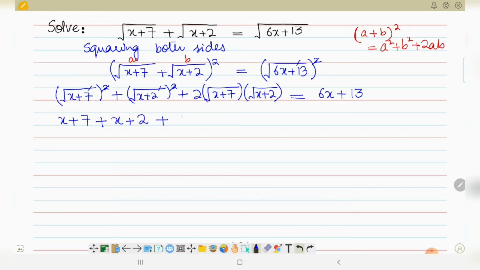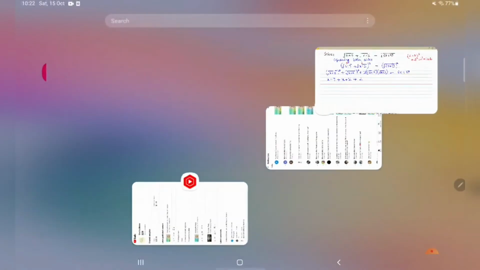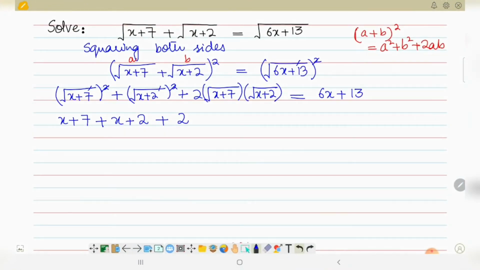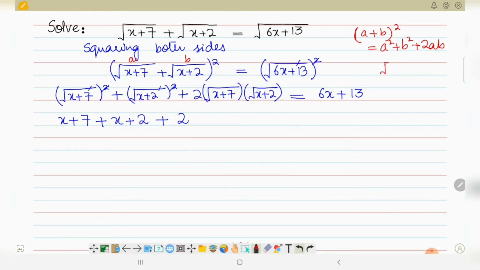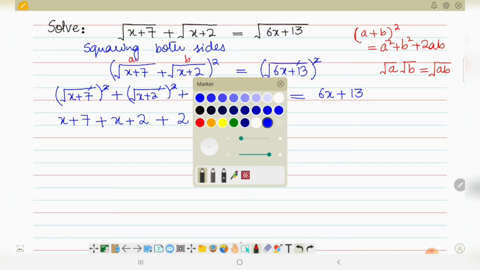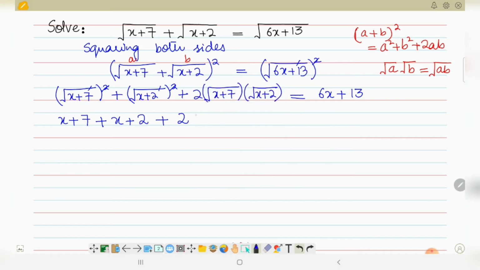Now in the third term, if you see, we are going to apply the property of radicals, which is that if square root of a and square root of b are written separately, you can write it collectively as square root of ab. So we'll write it as square root of x plus 7 into x plus 2, right. 6x plus 13 will come as it is.